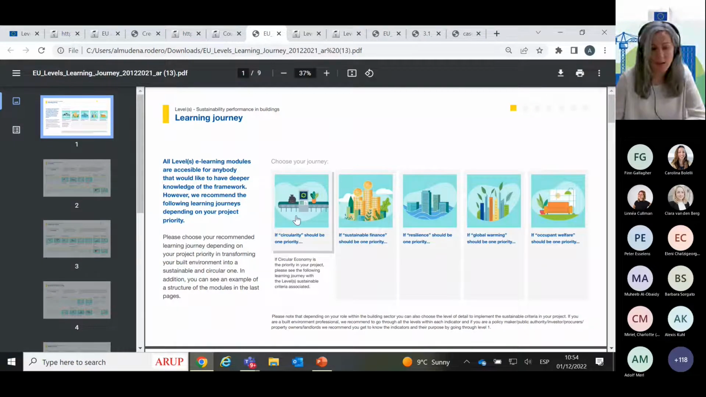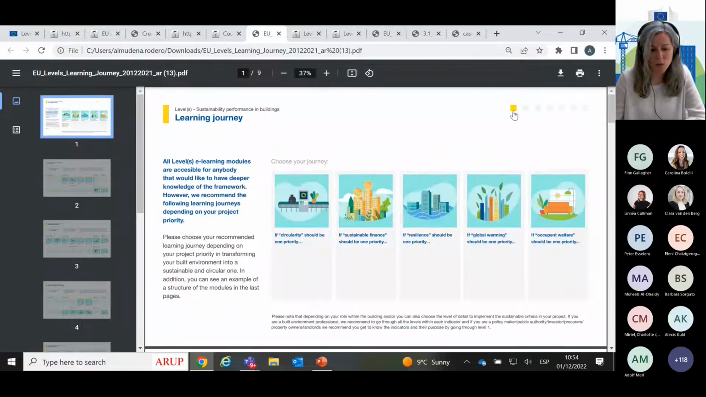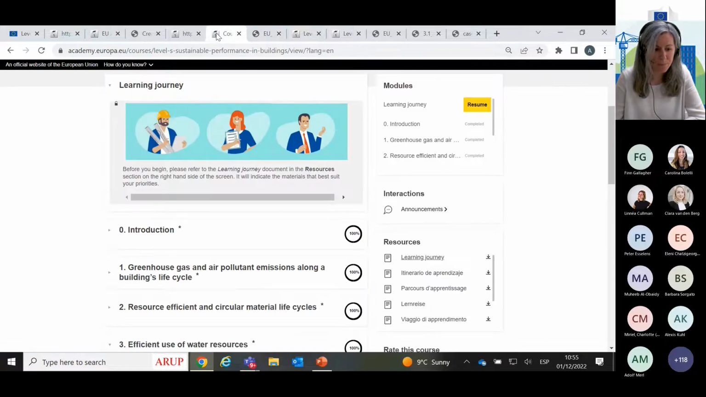If you have the circularity priority, sustainable finance, resilience, global warming, and occupant quality, you can click on the different priorities. So there are some identified indicators within each of the macro objectives that you could follow that are related to this priority. But also you can go to the different indicators, as this tool is very flexible.